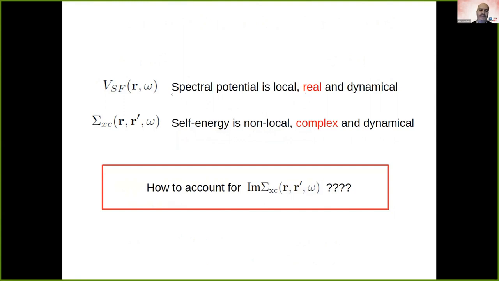And I want to now stress the point that this spectral potential is real, contrary to the self-energy that is complex. And very often, the fact that the self-energy is complex is an important consequence of the interaction between the electrons. It's also a fingerprint of dynamical correlation. So the question we can ask is, how is it possible that a real spectral potential is able to account for these effects of dynamical correlation that are related to the imaginary part of the self-energy?